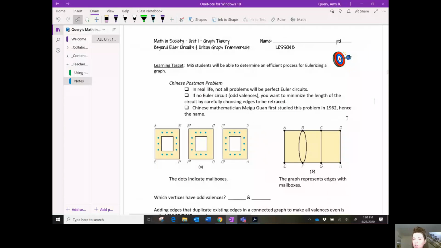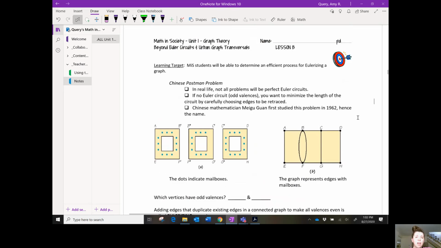This lesson focuses on Eulerizing circuits. So it's about seeing a graph, realizing that you can't make an Euler circuit out of it, but then being like, but I need to. So how can I fix it so that it is Eulerized for me? This is often called the Chinese postman problem.